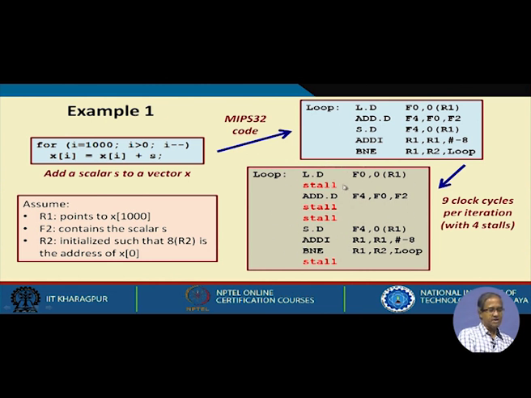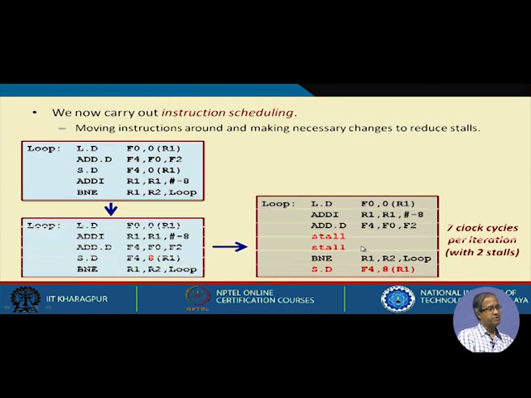Let us now try to do the instruction scheduling that we learnt earlier. Let us keep the same code and try to move some instructions here and there to reduce the stalls. This was our original code. Let us do instruction scheduling like this. The first thing is that this add immediate instruction we are moving earlier, to here, such that between the load and the add the stall disappears. So we have moved this add immediate here.